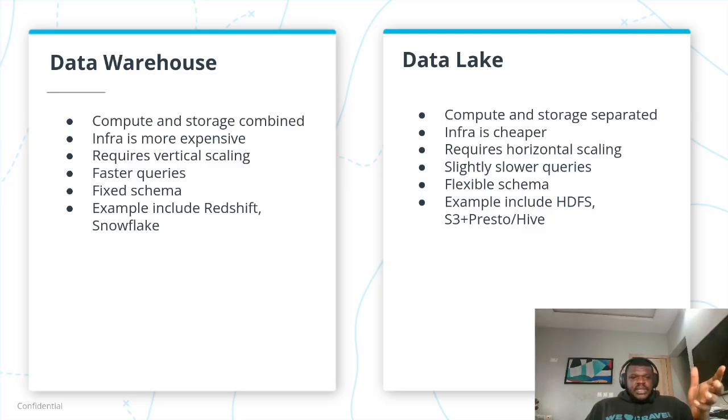With a data warehouse, it's a bit more expensive to scale because you have to scale both storage and compute. That's what we call vertical scaling. You have to increase the size of the hardware, the CPU, the RAM, and storage. Whereas with a data lake, the infrastructure is cheaper, and it's cheaper to scale because you can scale horizontally.